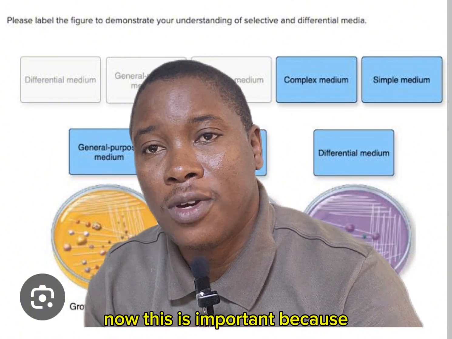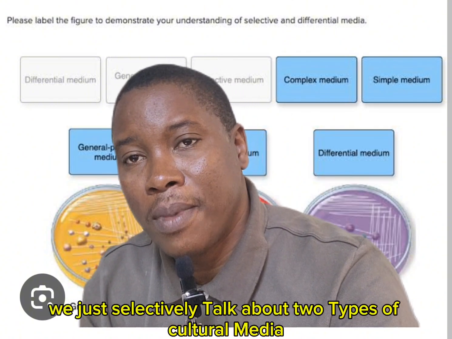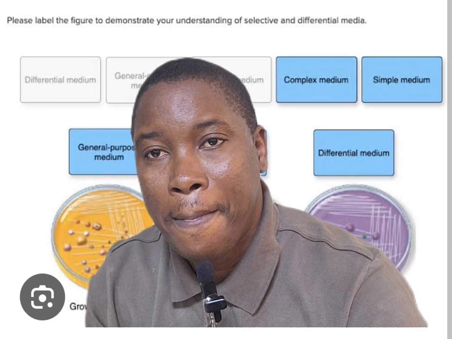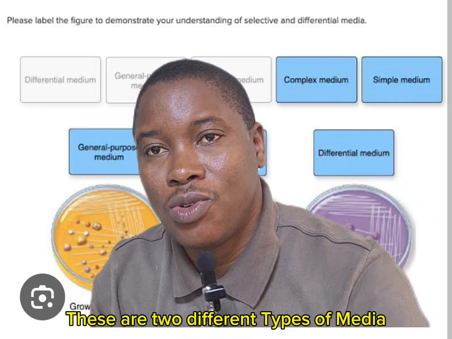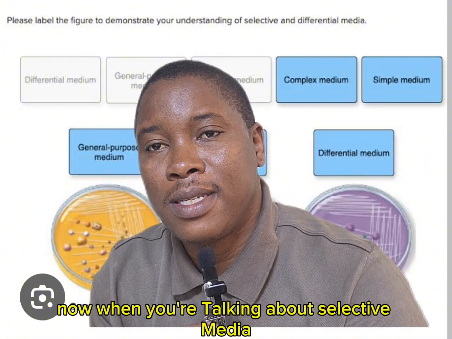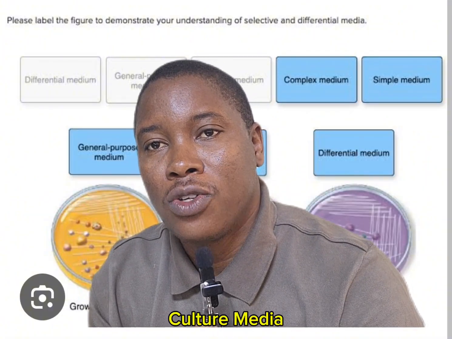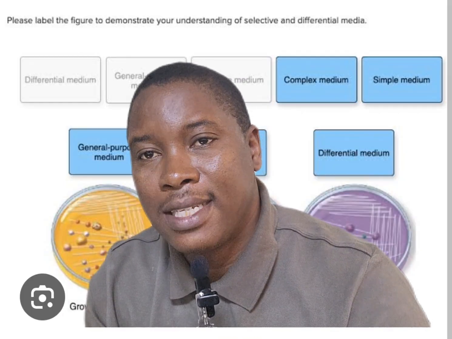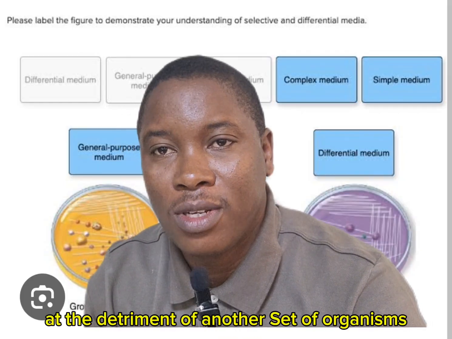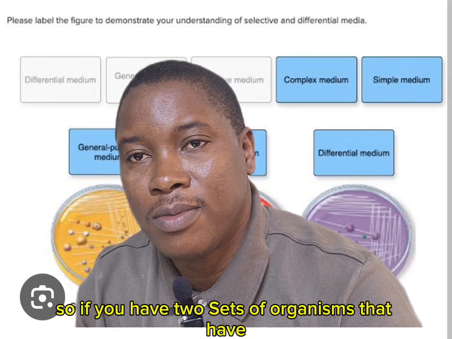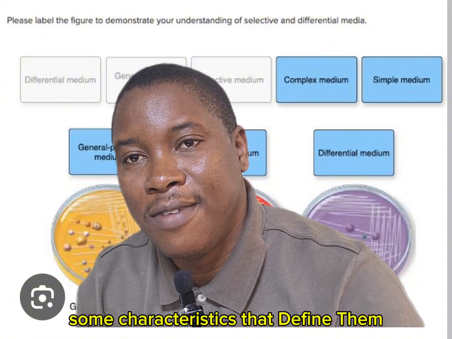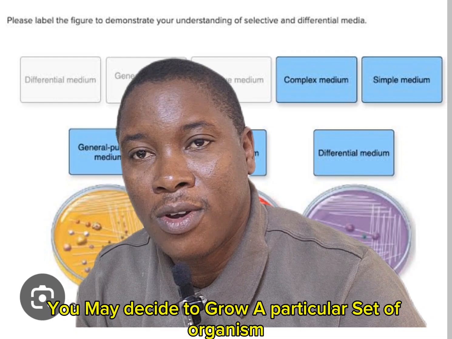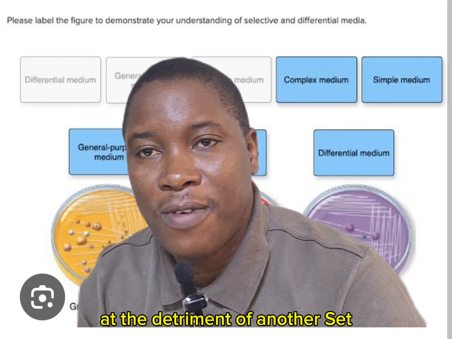Now, this is important because for today, we just selectively talk about two types of culture media, what we call the selective media and the differential media. These are two different types of media. When you're talking about selective media, you're talking about culture media that encourages the growth of particular organisms at the detriment of another set of organisms. So if you have two sets of organisms that have some characteristics that make them different, you may decide to grow a particular set of organisms at the detriment of another set.